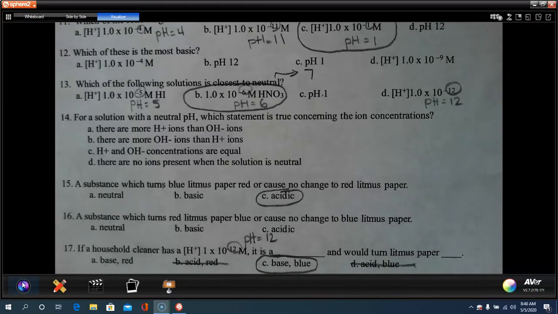There you go. Okay, well, I hope this helps. Finish up your homework. Acids and bases are very important. These are things that you'll encounter in everyday life, and it's nice to have an idea of what's going on.